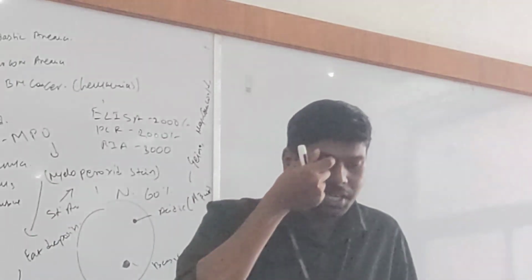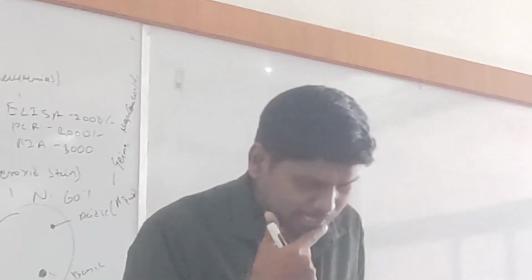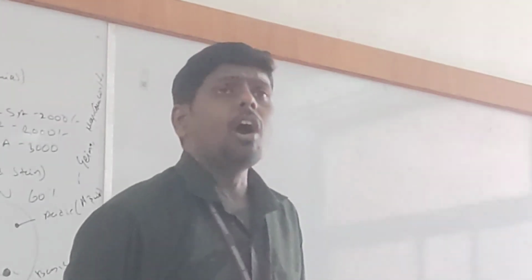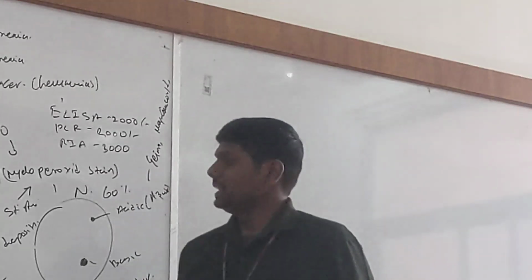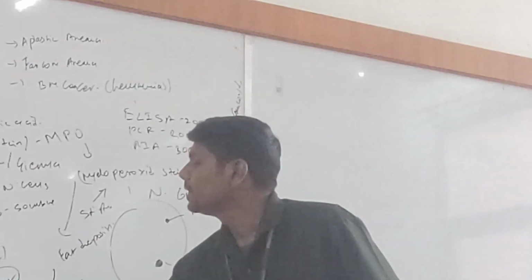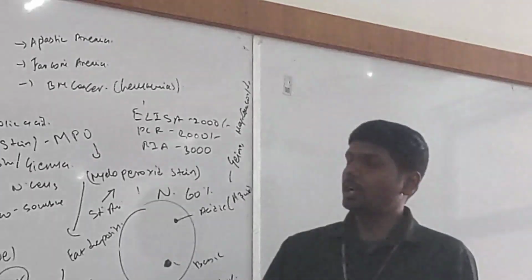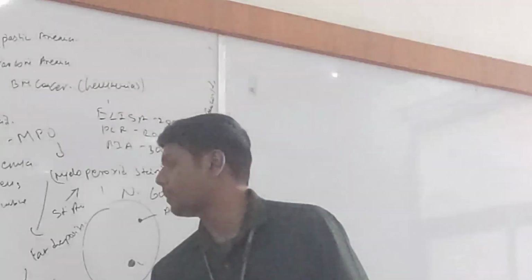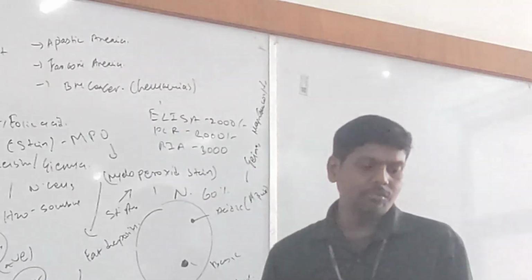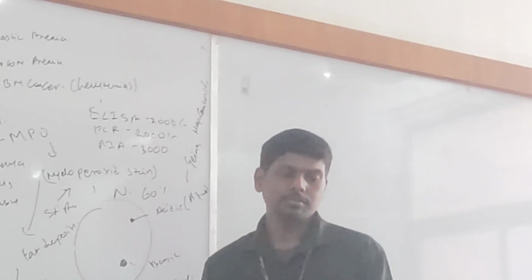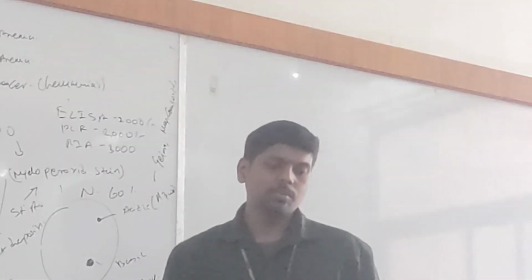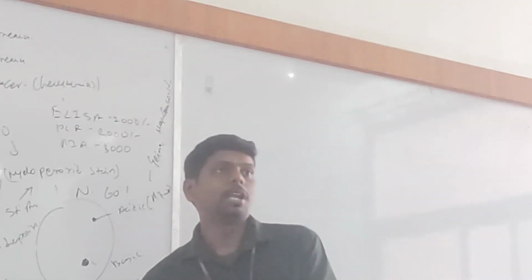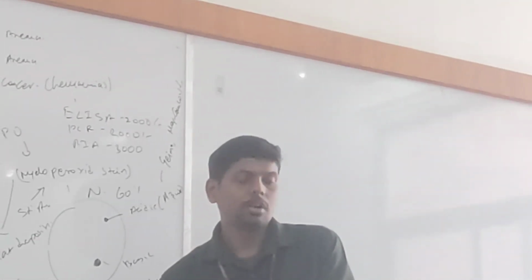Okay, fine. Do I miss any points? So alcohols are not used in this. Rather, there is a fixative in this. We are using a fixative in Sudan black. The fixative is 40% formaldehyde. 40% formaldehyde is used as a fixative.